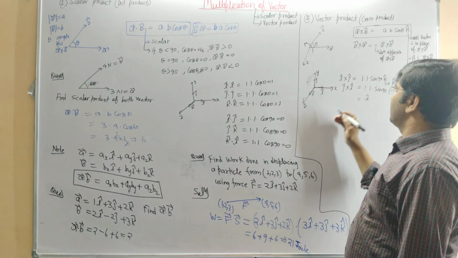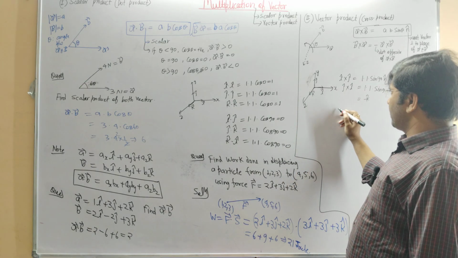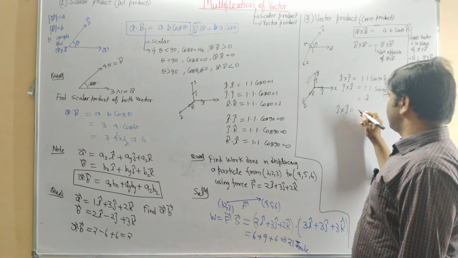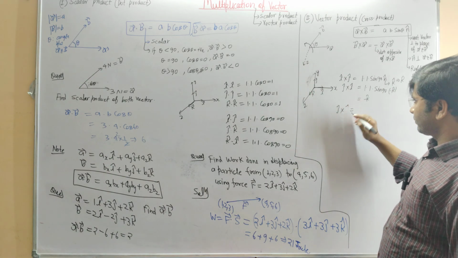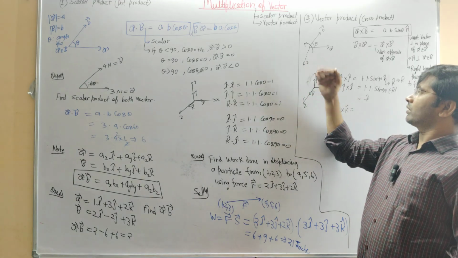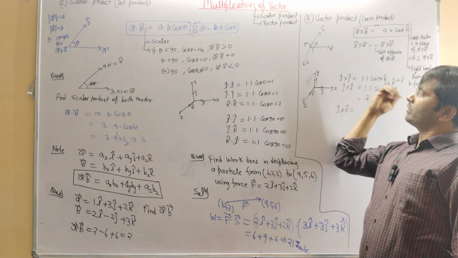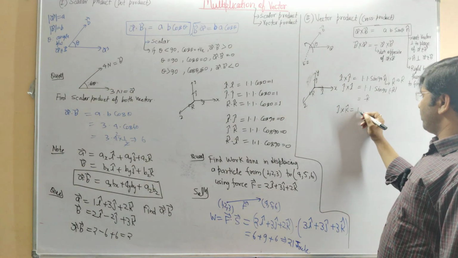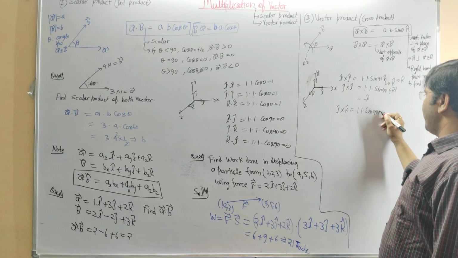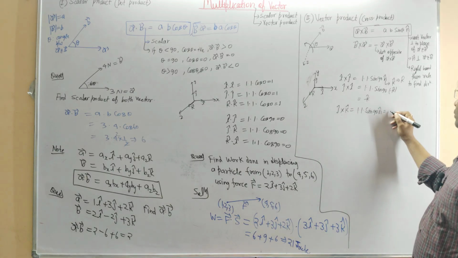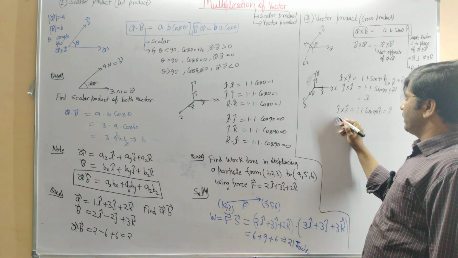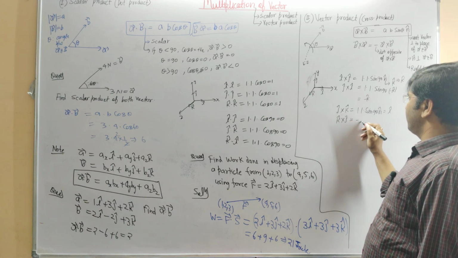So j cross k, if I curl my finger from j to k, the direction of thumb will be along x. So this will be 1 into sin 90 into n cap. N cap will be x here, so it will be only i cap. Okay, so j cross k is i cap. Similarly, k cross j, if I'm writing, it will be negative i cap.